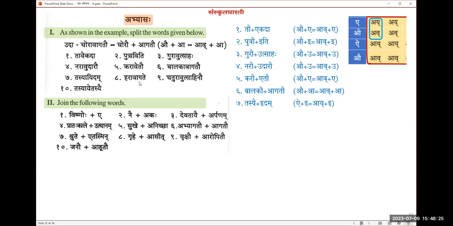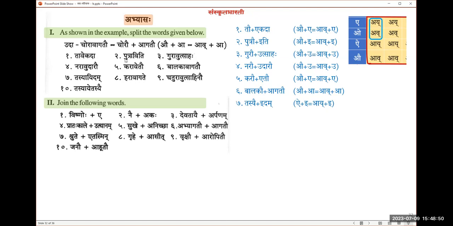Next one. Haravagate. Sorry, Haravagate. This is of form. Well done. Harau plus, no, A. See, va. Correct. Harau plus it becomes av plus va.